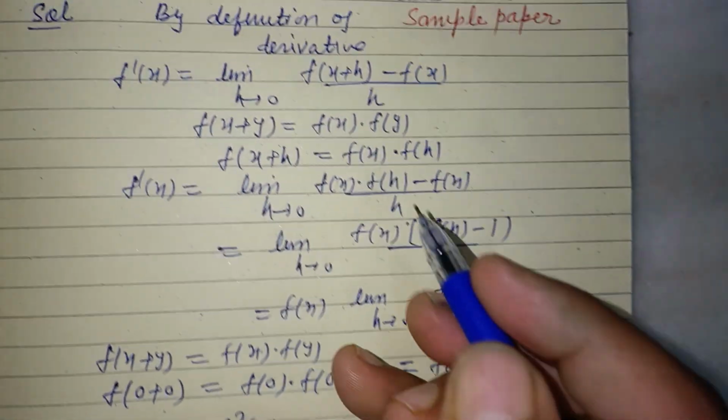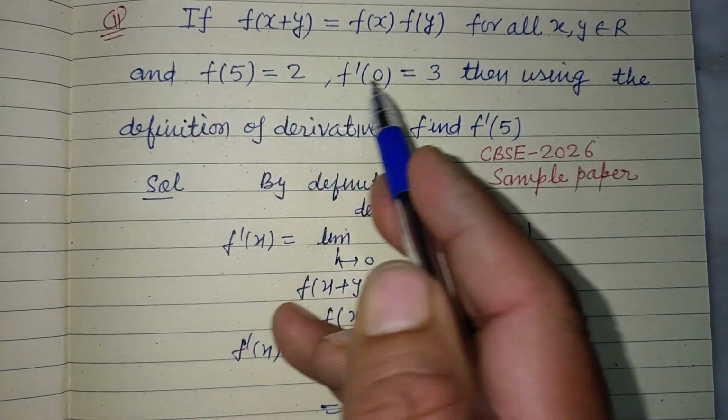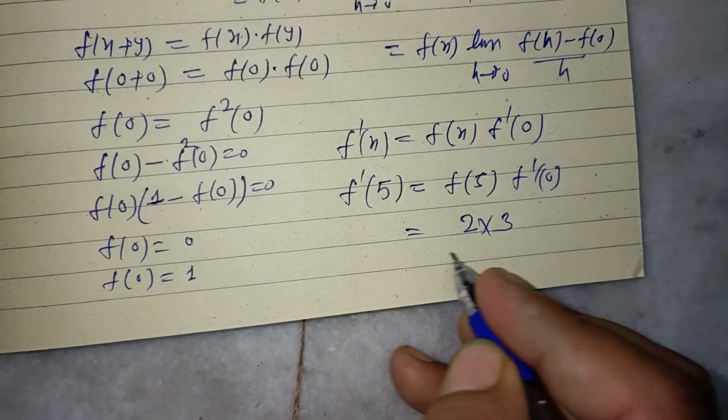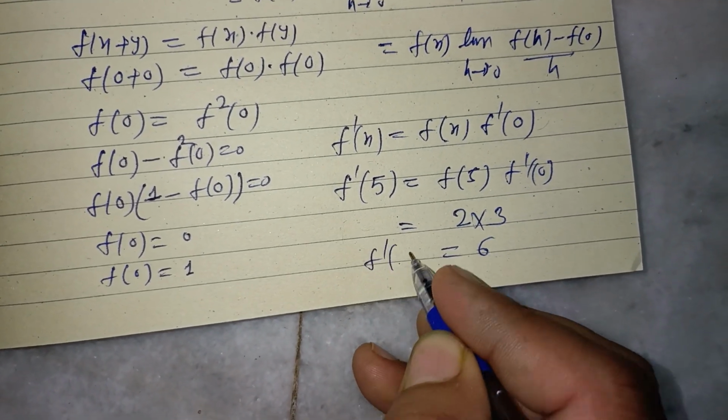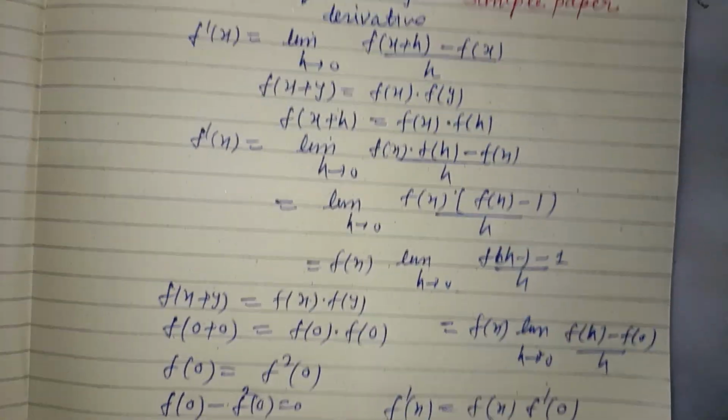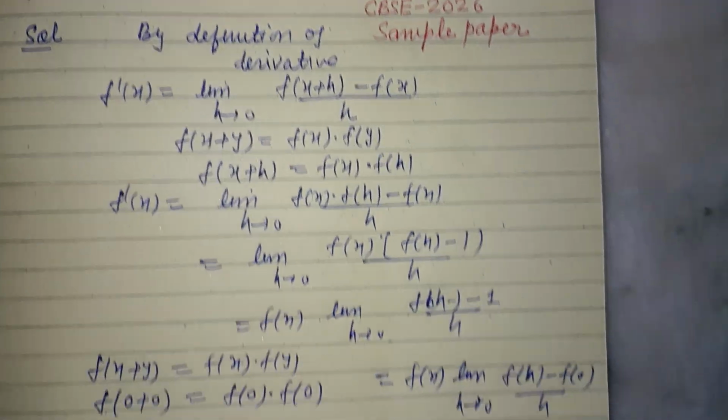Now we have f(5) is given to us 2 and f'(0) is given to us 3. So 2 into 3, that is 6. And what is this? This is f'(5), which is required by our question. So value of f'(5) is 6.